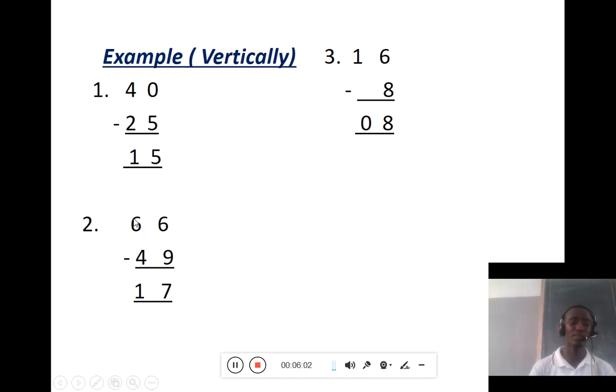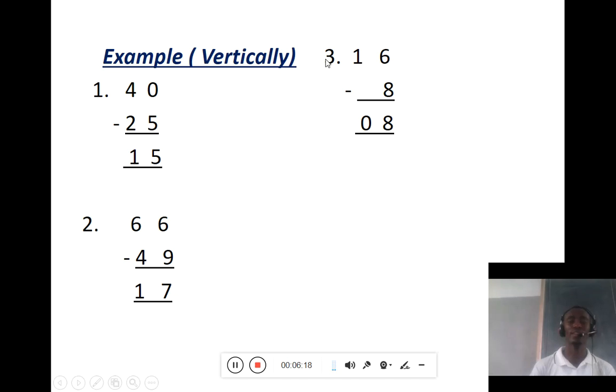Then here, remember that you borrowed 1, it means you are remaining with 5. Now, you have to draw 5 balls, then cut 4 balls. Draw 5 balls, then cut 4 balls. I think you are remaining with 1.